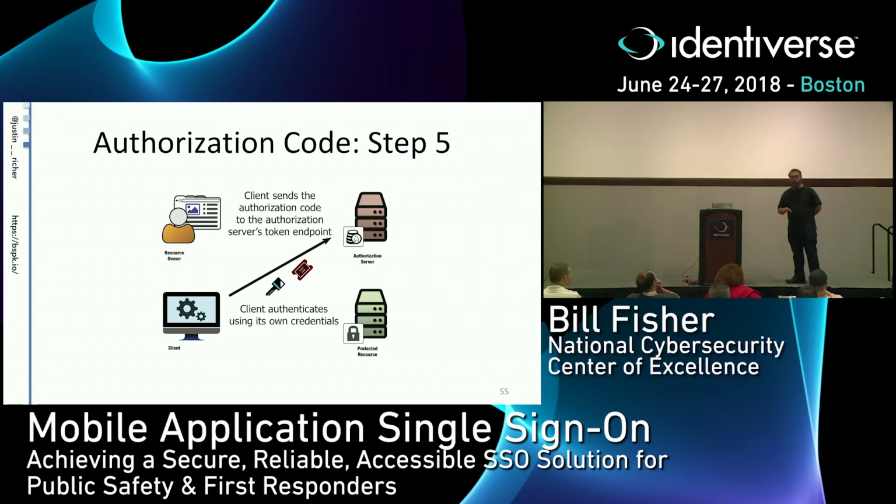And as a consequence, there are a couple of different ways that that can happen. One of them is JSON Web Tokens, one of them is token introspection, and the other is just look it up in a database. So we're going to look at the differences between those in a little bit.